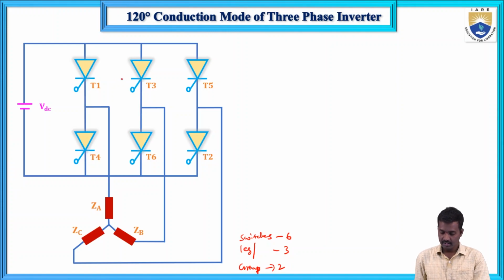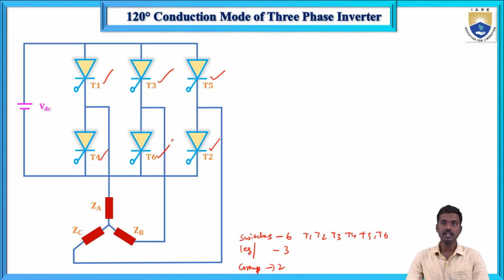The 6 thyristors are T1, T2, T3, T4, T5 and T6. These act as the switches, turning on and turning off. And next, 3 legs: leg 1, leg 2, leg 3. In the half bridge inverter, we have only 1 leg. In the full bridge inverter, we have 2 legs. In the three-phase inverter, we have 3 legs, 3 wings, 3 arms, 3 segments.